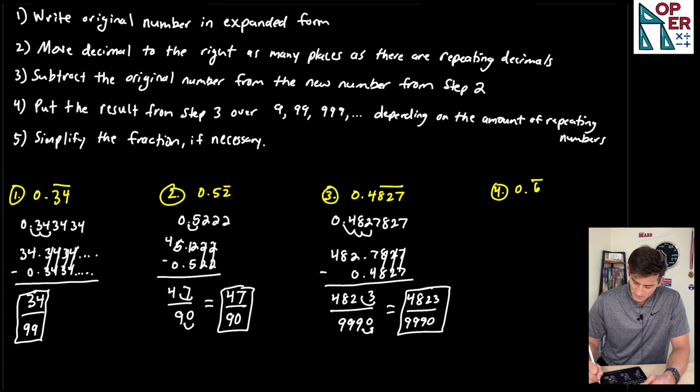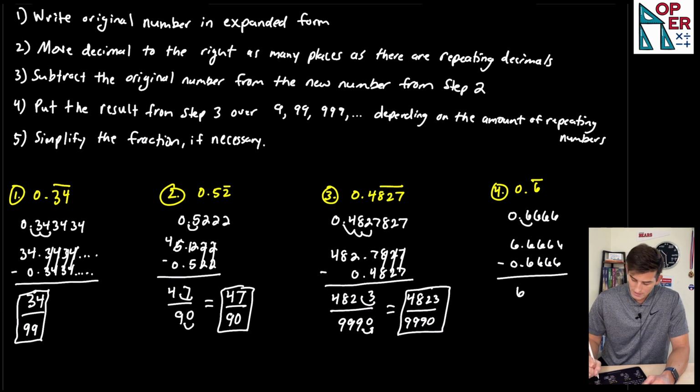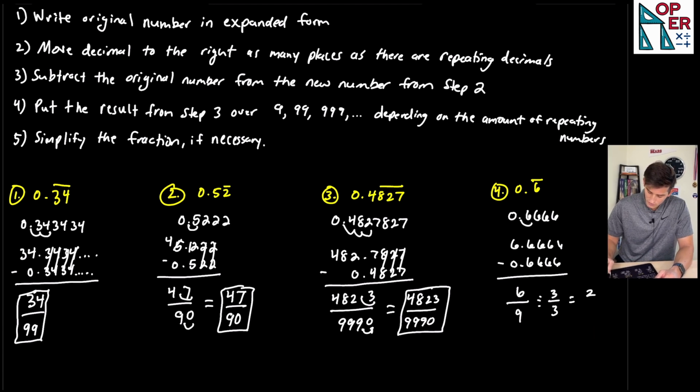So we're going to expand this. We're going to do 0.6666. We'll just expand our 6 there. Now we had 1 digit that repeated, so let's move that decimal just once to the right. So now we have 6.66, and so on. Subtract our original number, which was 0.6666, and now we just get a result of 6. Now we're going to put that over 9 because we had 1 digit that repeated. And now notice what we have. We have 6 over 9, and both of those numbers are divisible by 3. So we can divide this by 3 over 3, and we get 2/3.